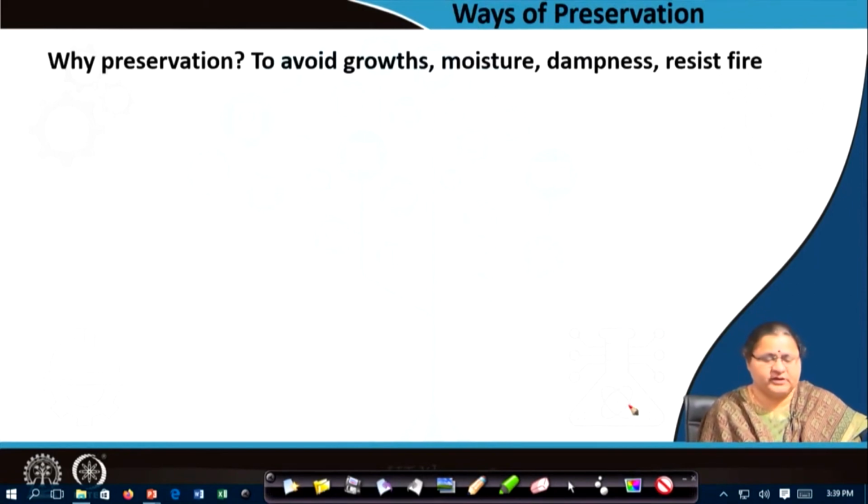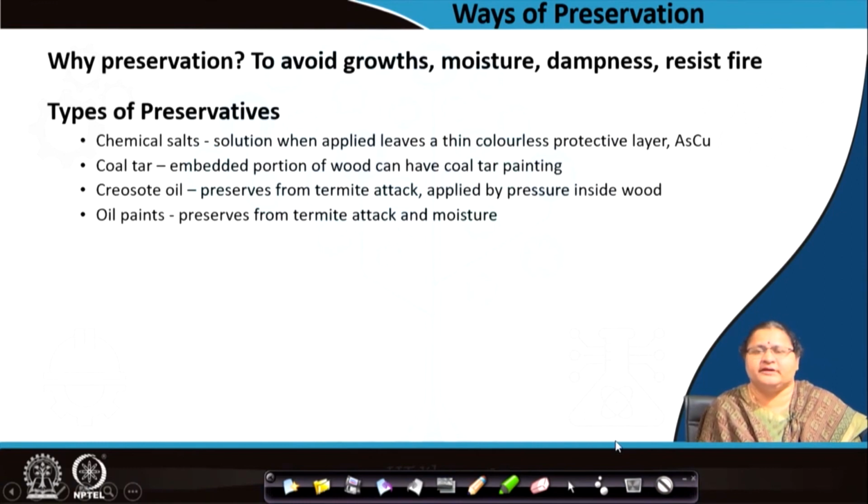Now, let us move to the preservation of the timber. Why preservation? As wood is a natural material, we have to avoid growths, its capability of drawing moisture, or with dampness it may lead to growths, and also to make it a little more resistant to fire. As you know, wood is flammable. So, what are the different types of preservatives?